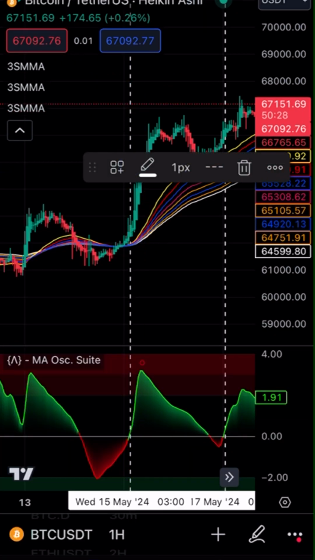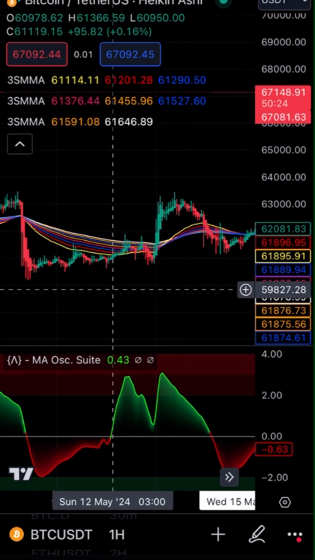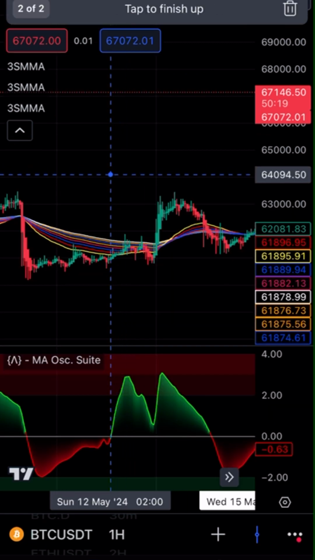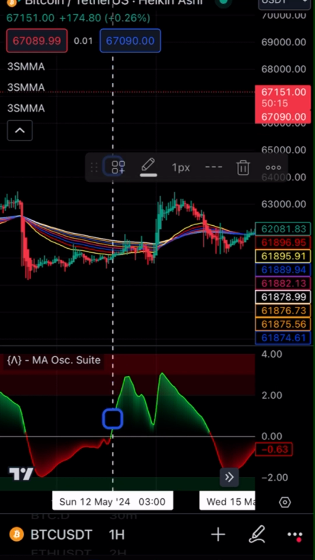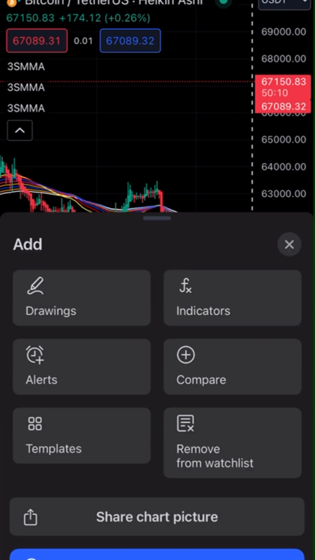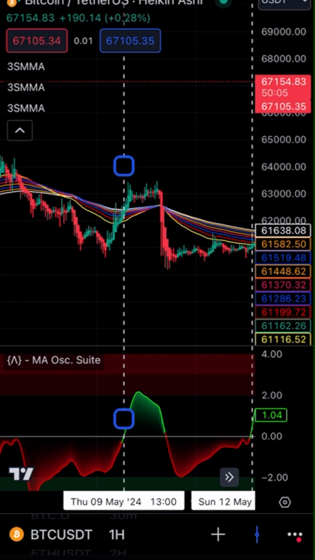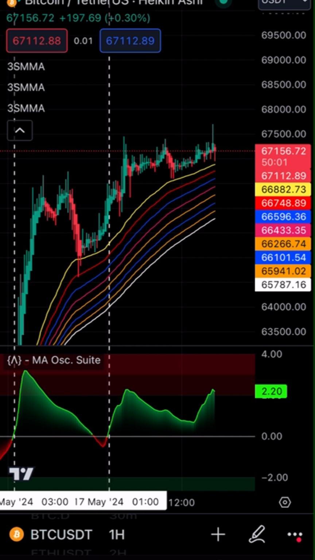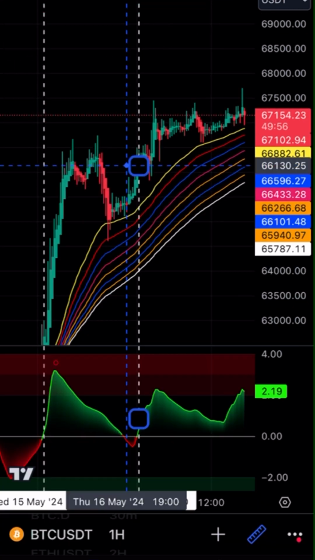Moved right here. Crossed right here. Right here. Let's do one more. This one's a small one, but let's do this one. And then right here. So if we check these and if we enter these trades every time that it crosses up, because the overall trend is up, and we're basing this off an hour.